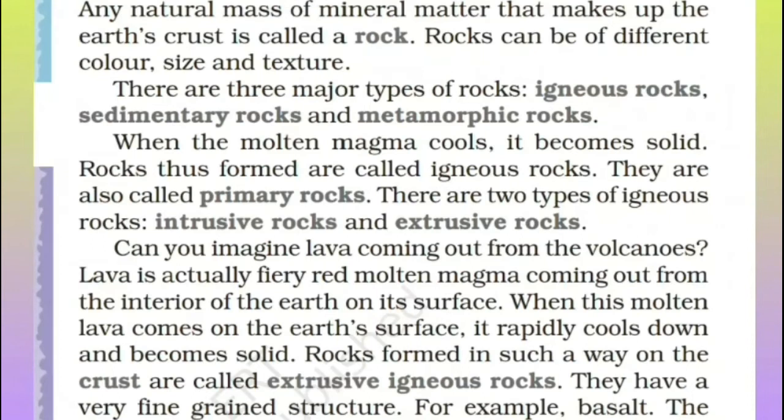When the molten magma cools, it becomes solid. Rocks thus formed are called igneous rocks. They are also called primary rocks. There are two types of igneous rocks: intrusive rocks and extrusive rocks.